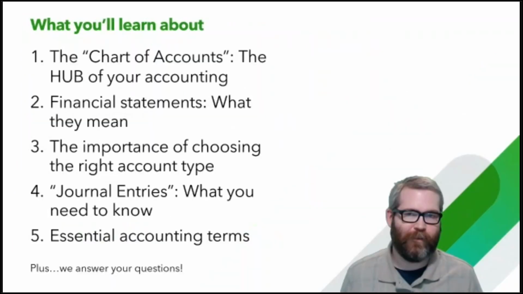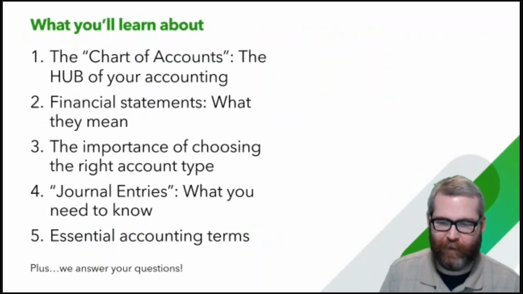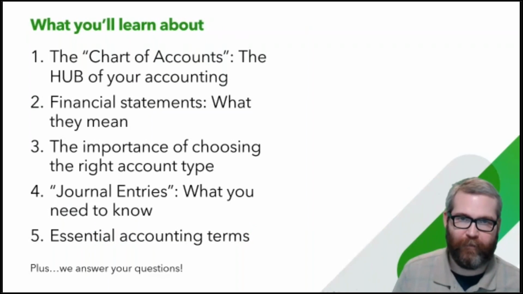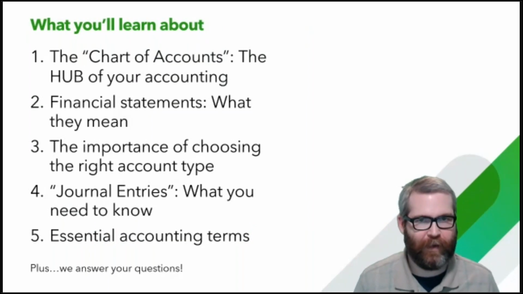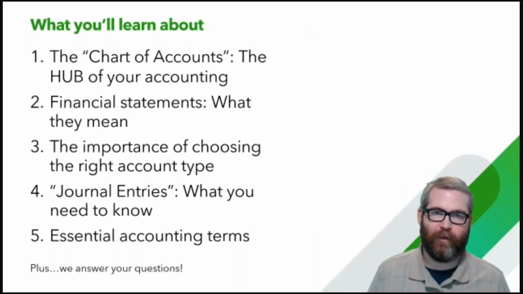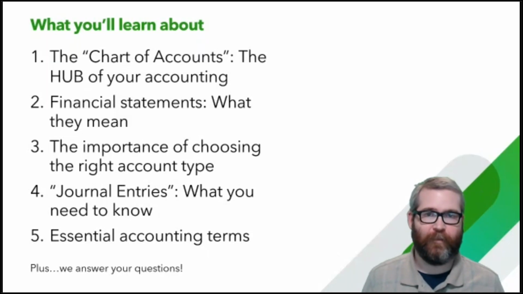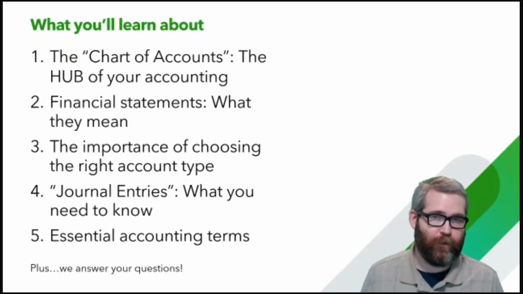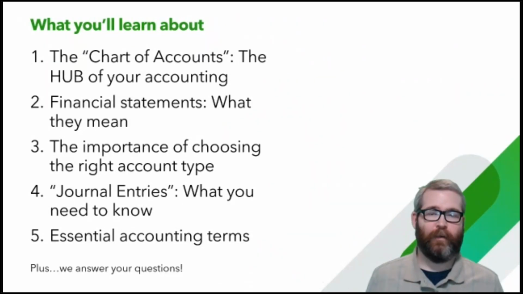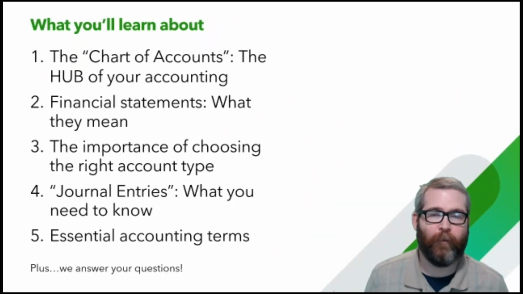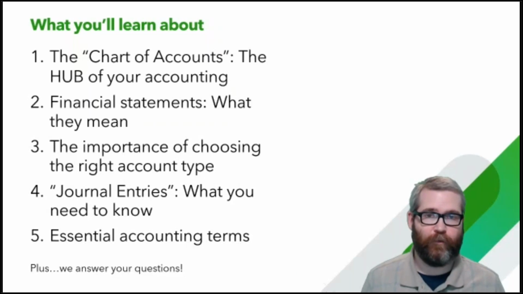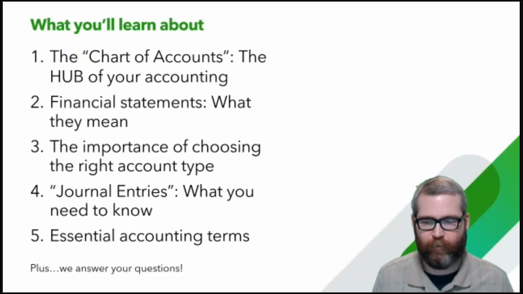There we go. So this is what we're going to be learning about today. Number one, we're going to learn about the chart of accounts. This is the hub of your accounting, and it's the most important thing to learn about in a class like this. Number two, we'll also be learning about financial statements, which are ways of interpreting the transactions you record and interpreting what you see on the chart of accounts, putting it all together in a way that's very readable, or at least much more readable than the chart of accounts is by itself.